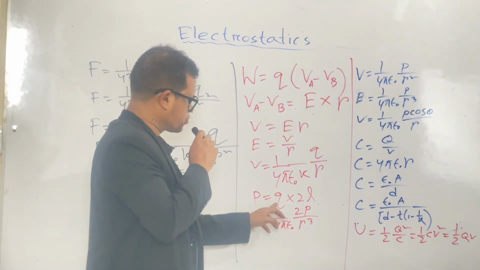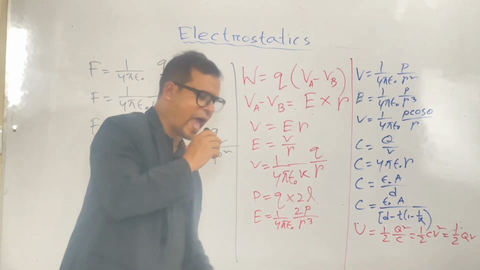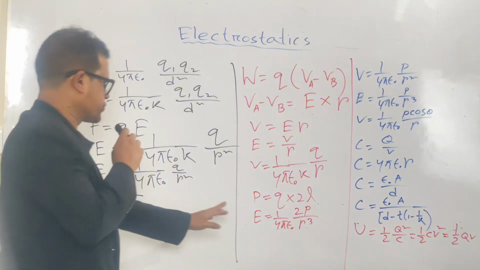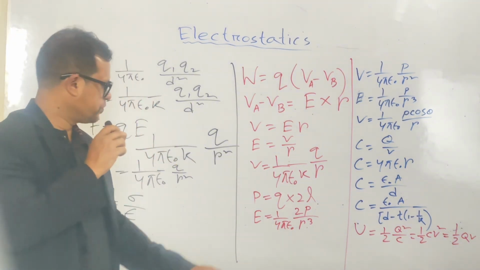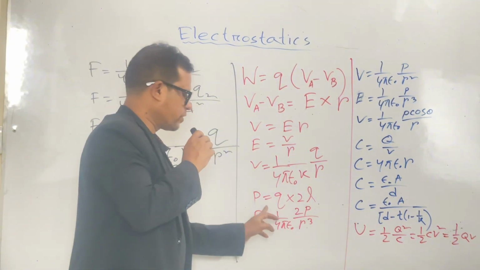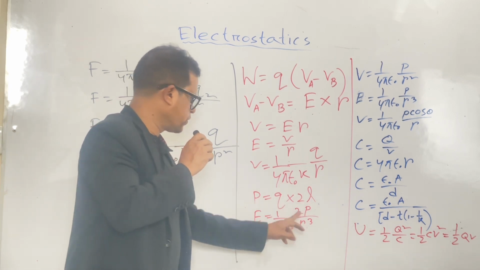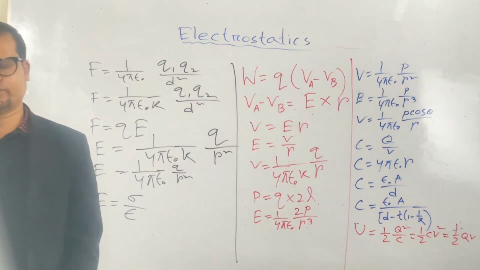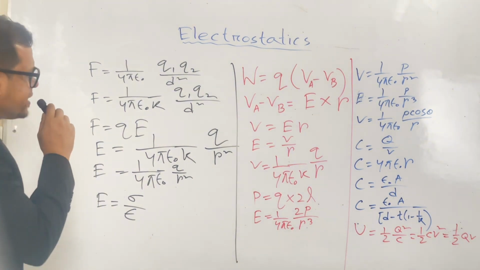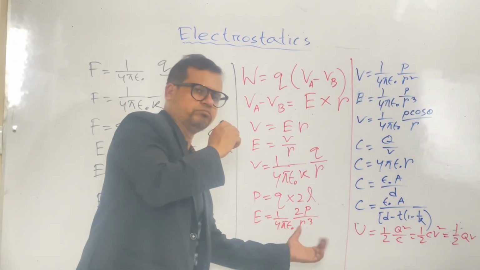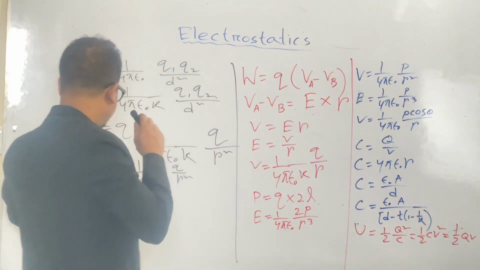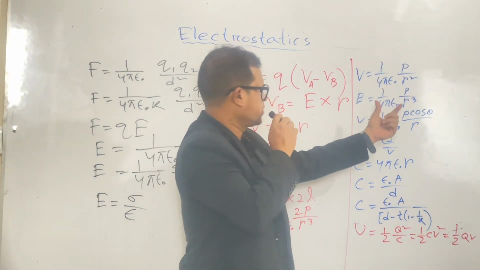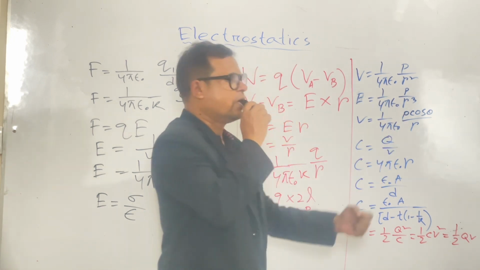P equals Q multiplied by L. L is the distance between the two poles of the dipole, Q is the charge, and P is the dipole moment. If you know Q and L, you can find P. E equals 1 over 4 pi epsilon naught 2P over r cube. This is the intensity for a dipole, and this other one is the potential for a dipole.